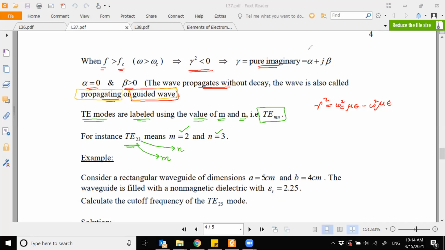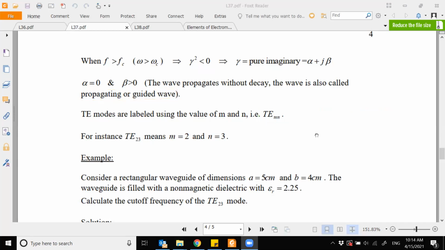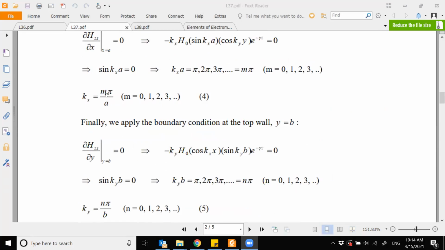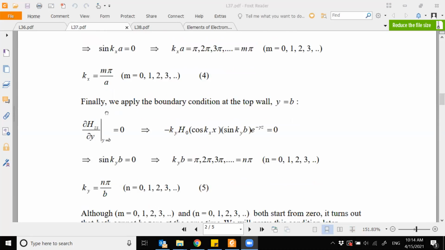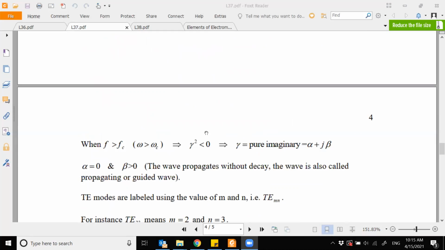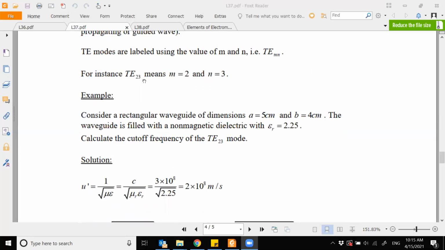Because as we know, as M or N changes, the pattern will change. If you remember, this is what we discussed here. When M becomes 1, the sinusoidal pattern will be different. When M is equal to 2, the sinusoidal pattern along the X direction will be different. These are called different modes or different patterns that you see in the transverse direction, which is the XY plane, because Z is the direction of propagation. So the XY plane will see these kinds of patterns. All these patterns are differentiated with the help of this subscript M and N, and those are called TE modes.